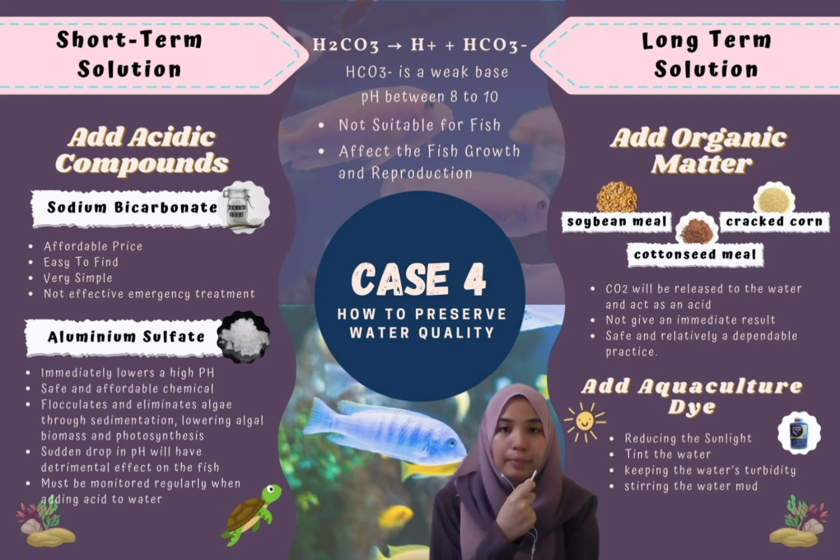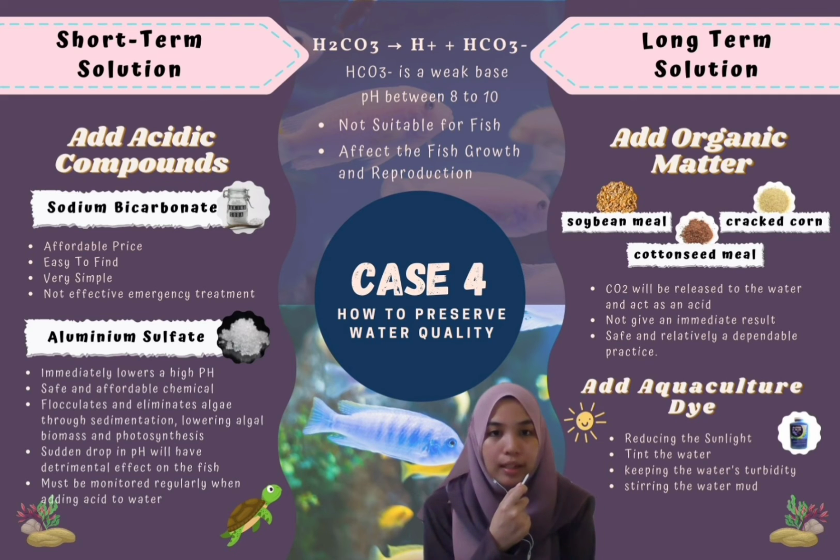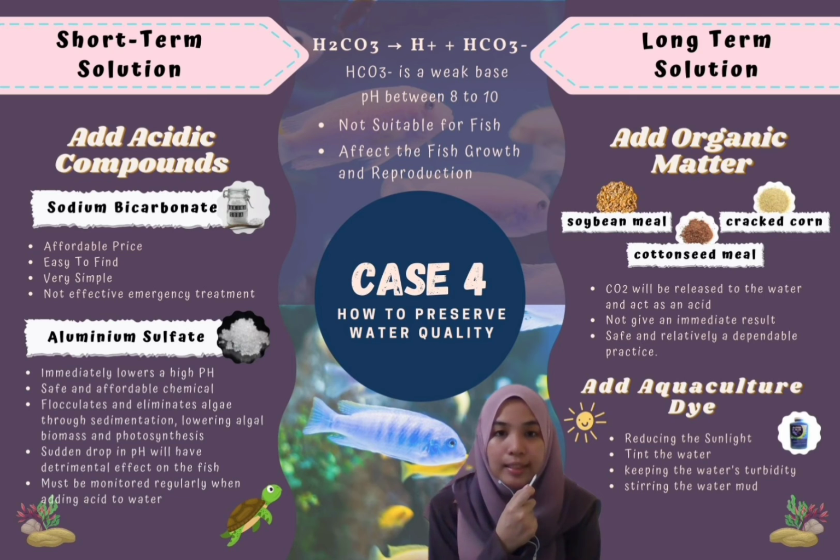Other than that, a safer but less effective way to minimize the rise of pH of the pond is by reducing the sunlight that is available for the plant's photosynthesis. For example, adding aquaculture dye to the pond. This is because the dye will act as a weed control agent and tint the water blue to reduce light from penetrating directly to the plants inside the pond water. Besides that, keeping the water turbid by stirring the mud from the bottom using aerators will also help in reducing the light penetration to the water.